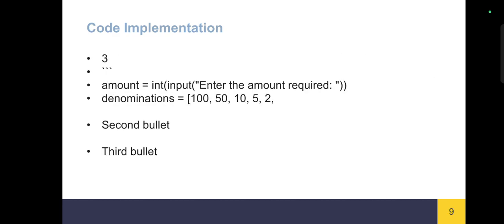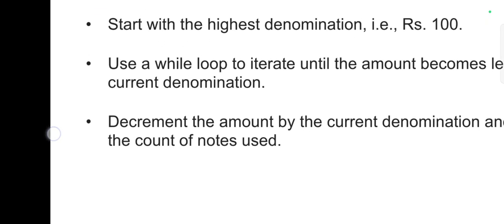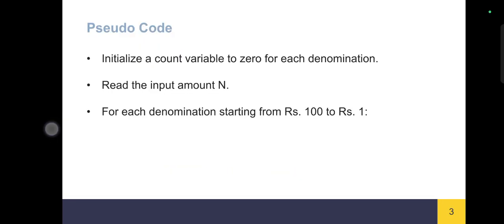Third, code implementation. Amount is equal to int input. Enter the amount required, denominations equal to 100, 50, 10, 5, 2. Now we see the code once again.